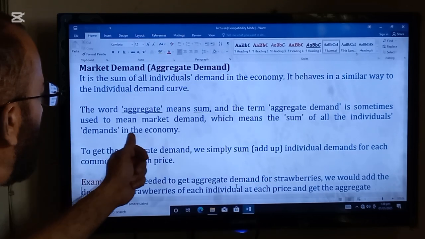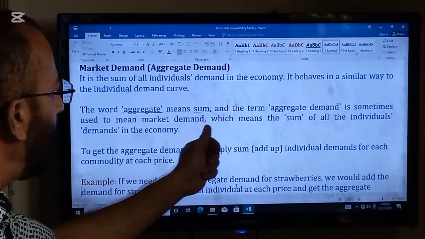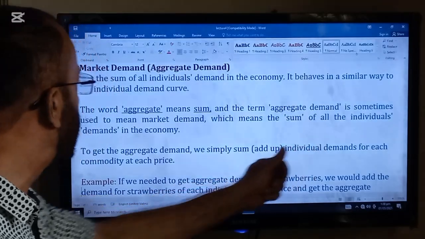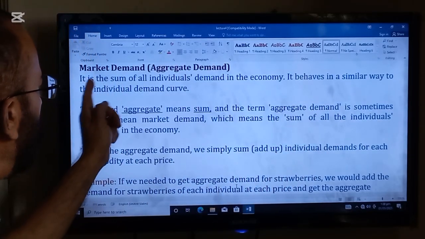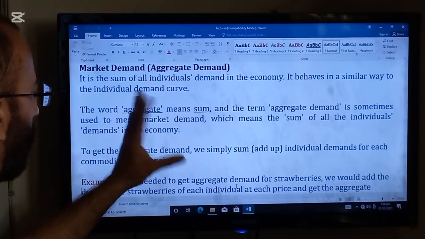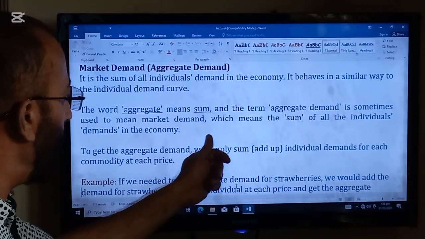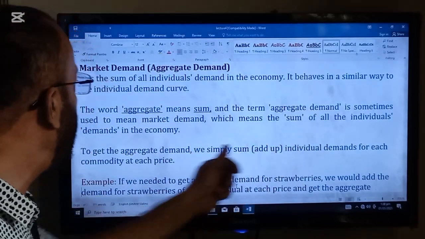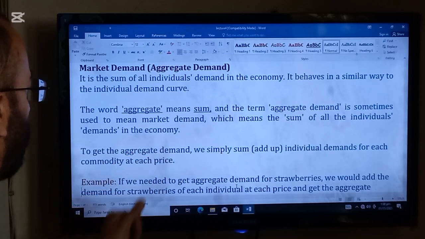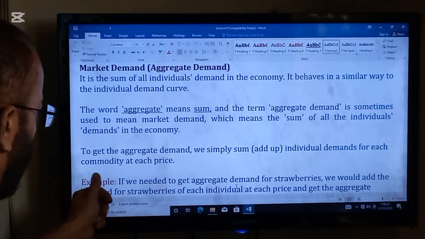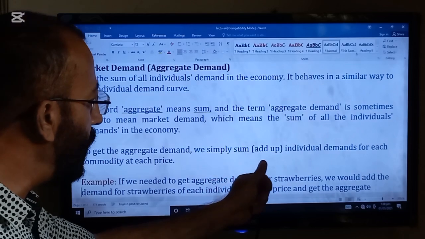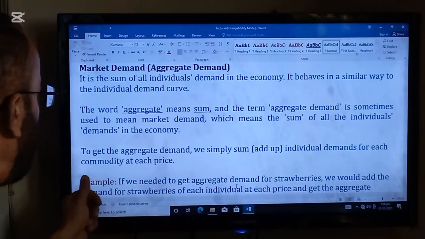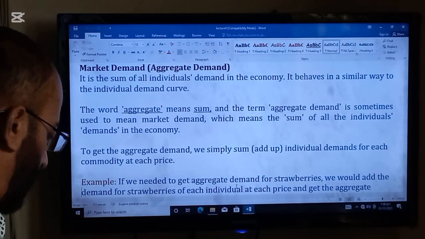The word aggregate means sum, and the term aggregate demand is sometimes used to mean market demand. So market demand and aggregate demand are alternate names of the same thing, which means the sum of all the individual demands in the economy. To get the aggregate demand, we simply sum or add up the individual demands for each commodity at each price.